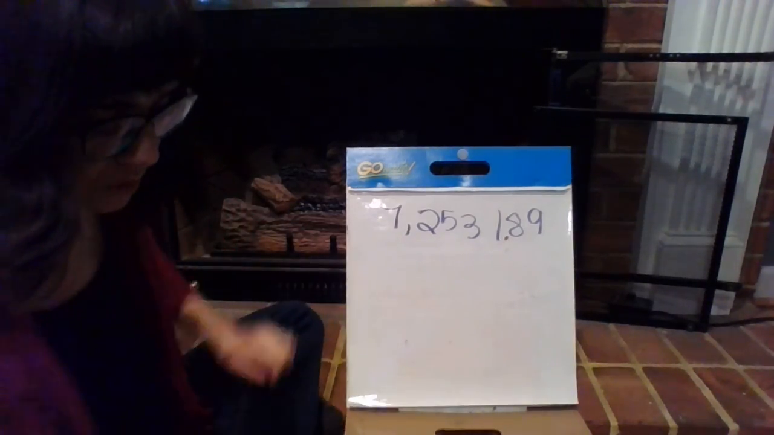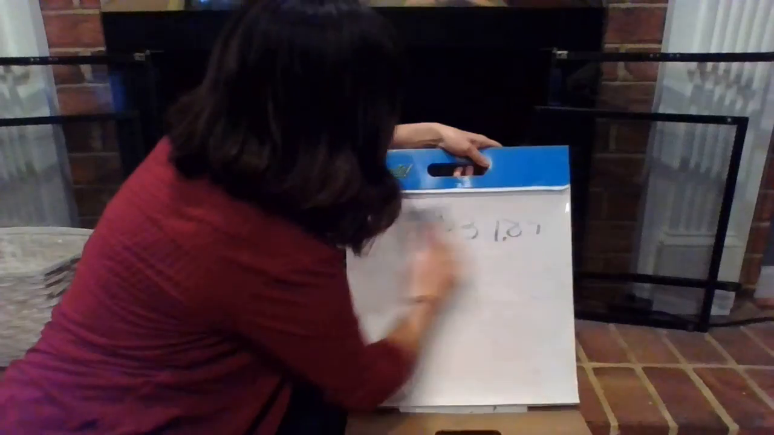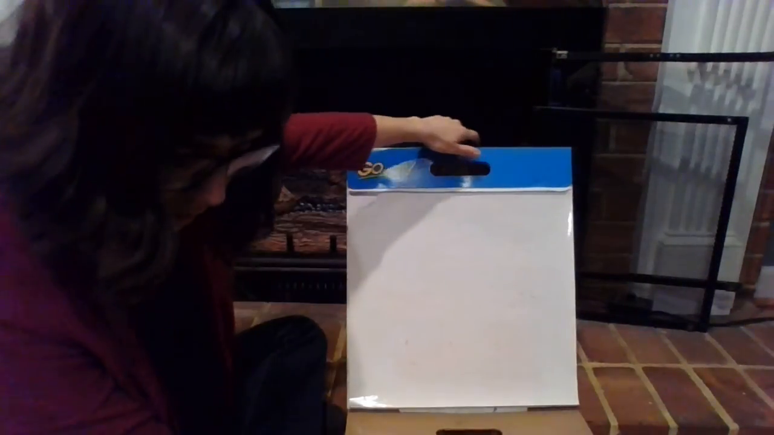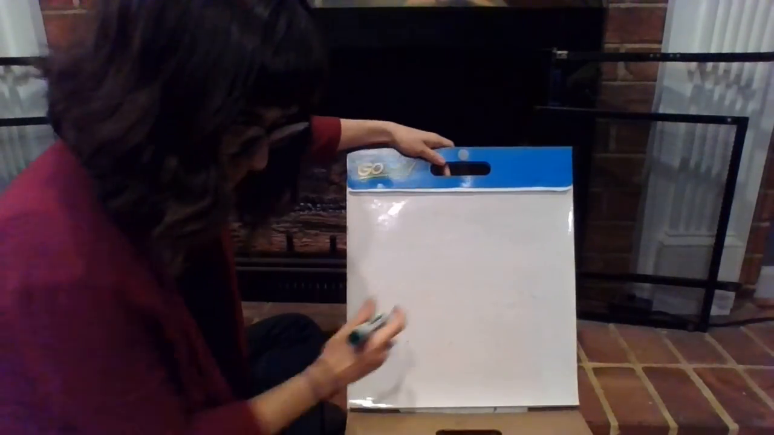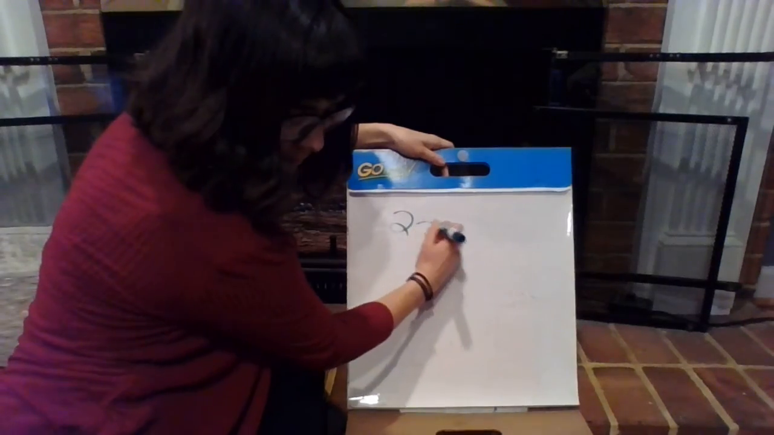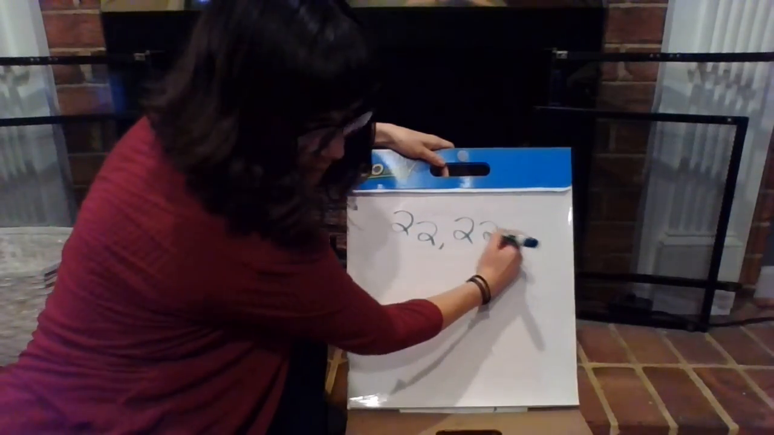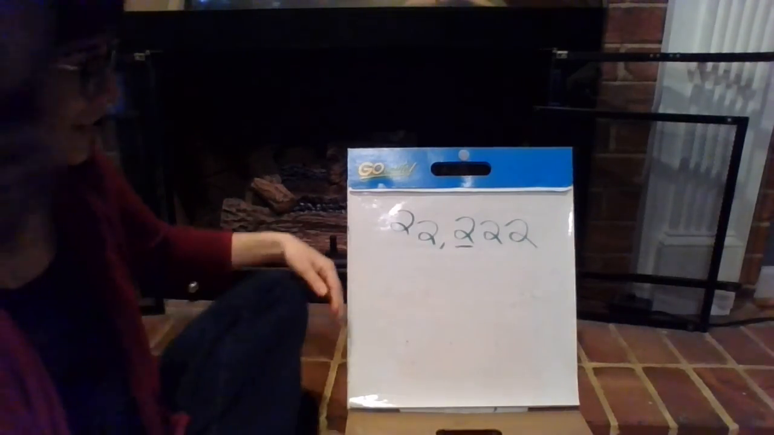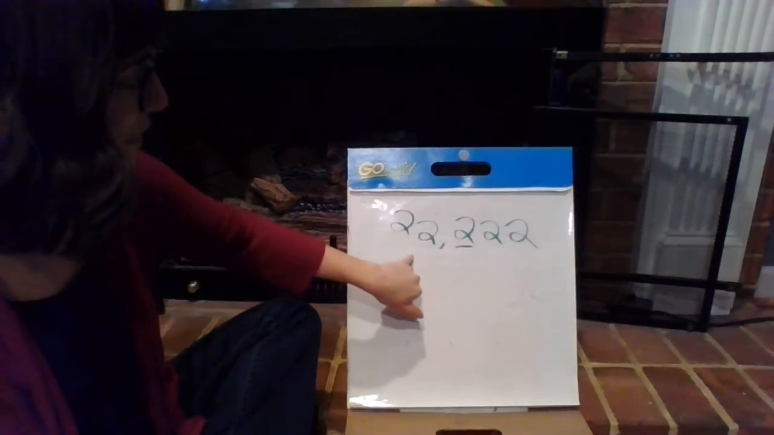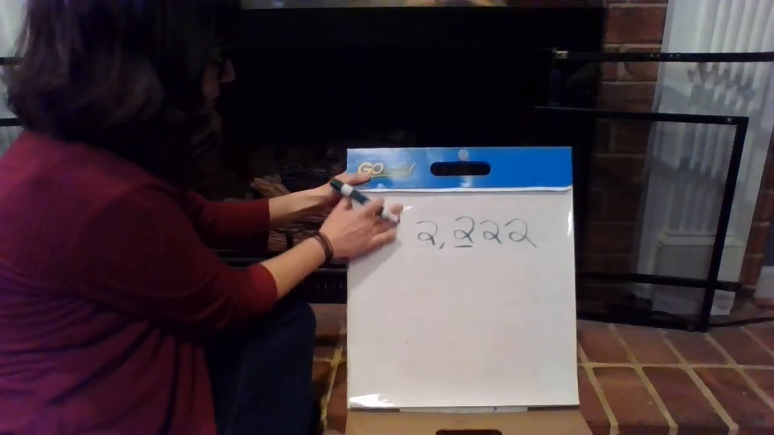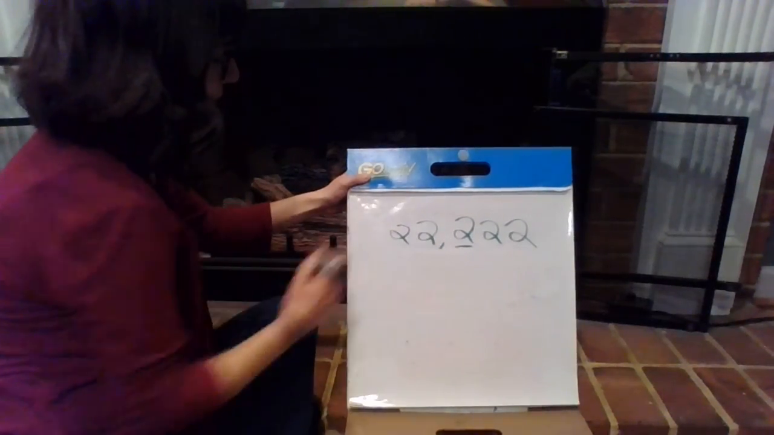Okay, number 2. Whoops. Okay, just ignore my crooked 2. I was looking down at the paper, but we have 22,222. It's driving me crazy. Okay, there we go.